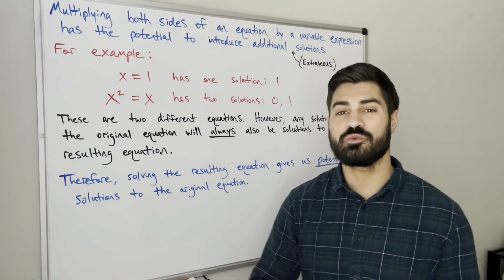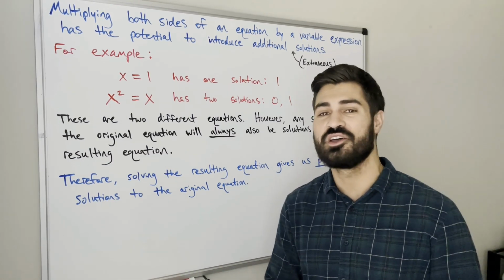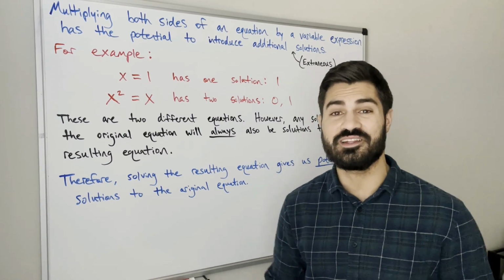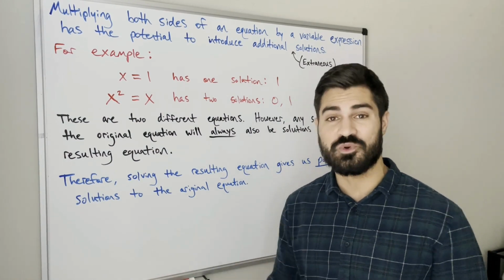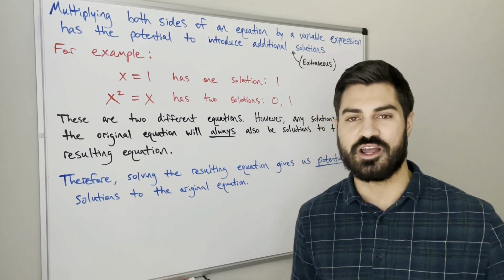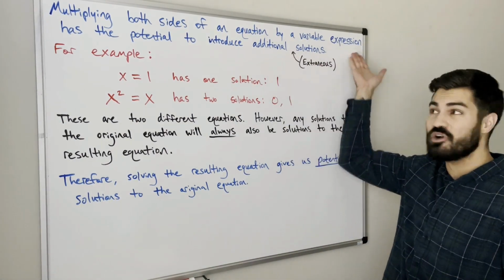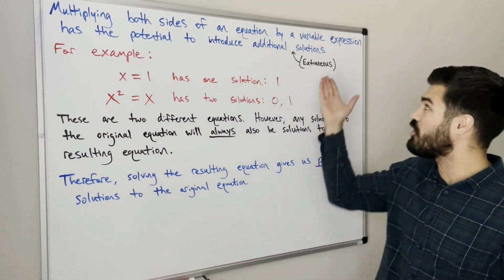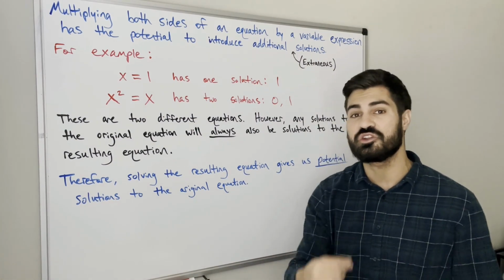So again, what we want to do when we're solving these rational equations is get rid of all the fractions by multiplying both sides of the equation by the least common denominator. What usually happens with rational equations is that the least common denominator involves a variable. So in our last example, it was 12x, where x is the variable, and we multiply both sides of the equation by 12x to clear out all the fractions. So what happens when we multiply both sides of an equation by a variable expression? Well, we potentially introduce additional solutions, which we call extraneous solutions. So these are new solutions that are not solutions to the original equation.